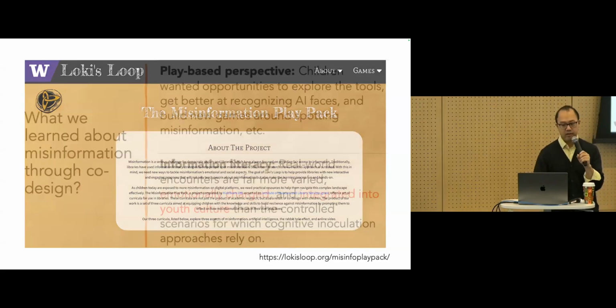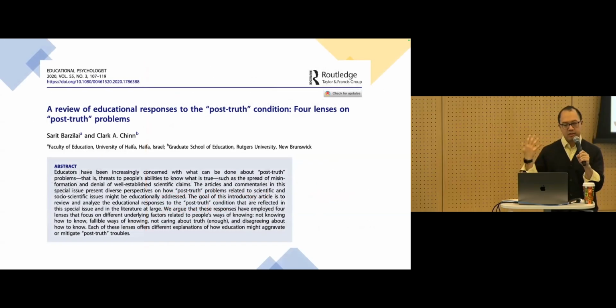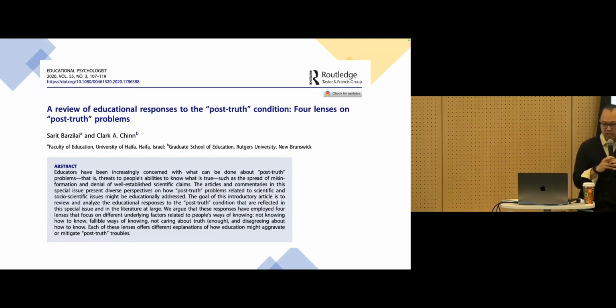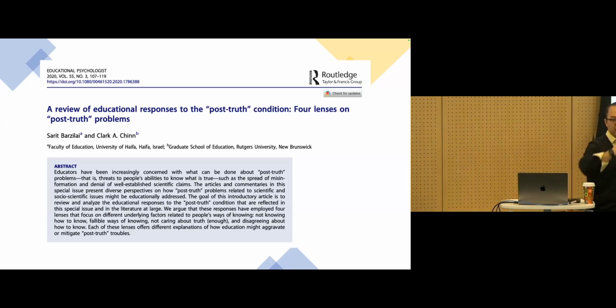One of the things we discovered in the co-design process was that kids like the idea of games and activities and being able to work with different families, but information literacy just can't stay on the cognitive level. It's emotionally charged. It's integrated into youth culture. And again, like we said before, participatory design and learning sciences are not incompatible. We learned a lot from reading this paper from Barzilai and Chinn, ed psychologists, who had this question about post-truth conditions. One of the things they said in this paper is that there's too much cognitive focus out there. We really need to think about this very big social area.